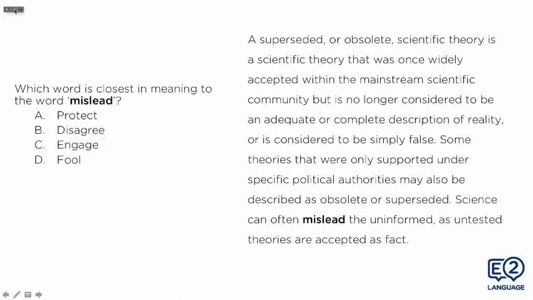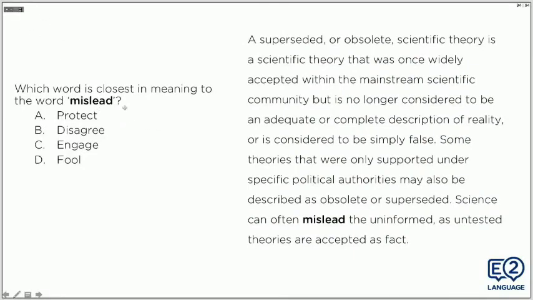So first thing we want to do is read the highlighted word, which is mislead. Mislead. Okay, fine. It's a verb. And we want to look at the answer options here. So we've got mislead, protect, disagree, engage, and fool. Okay, fine. Then we want to find the highlighted word in the passage here, and we want to read this sentence. So it says, science can often mislead the uninformed. Okay, we don't even really need to read the rest of the sentence. Just science can often mislead the uninformed.